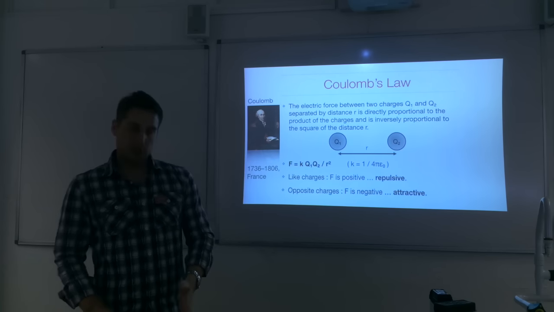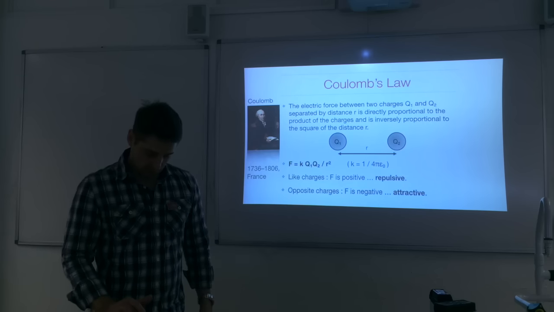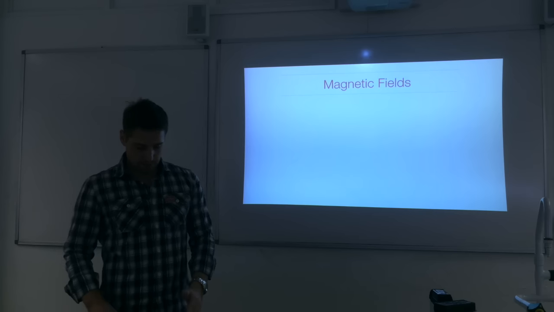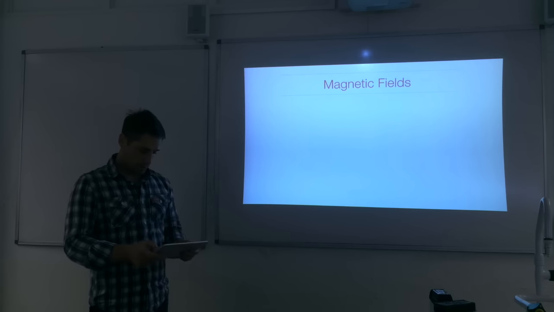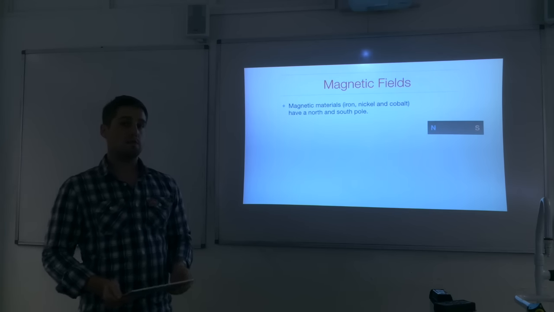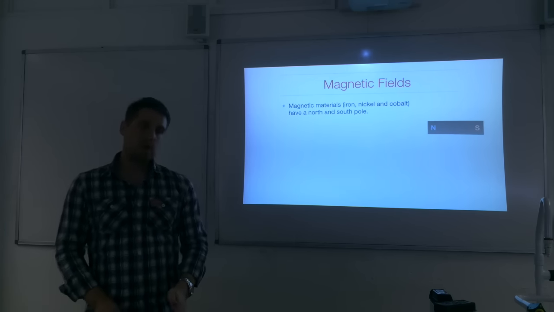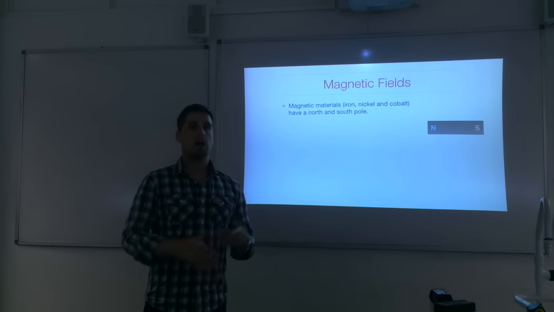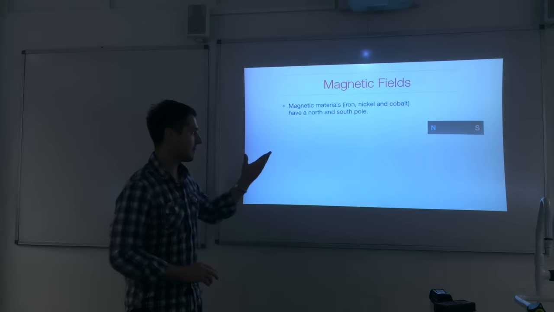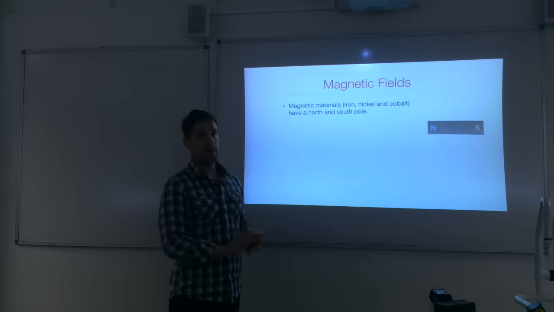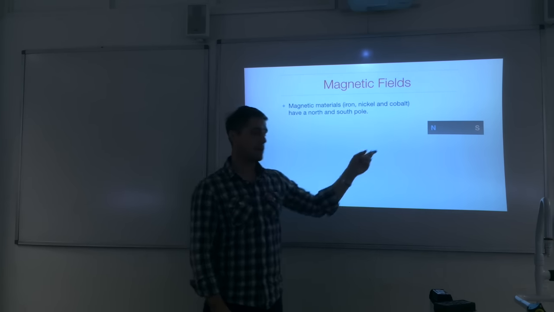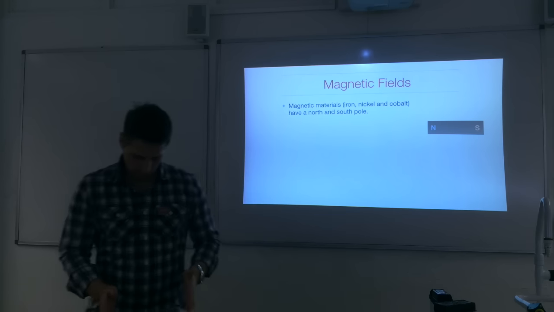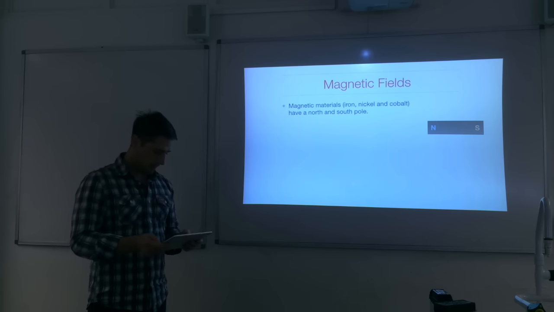Alright, so those are electric fields and electric forces. Let's look at magnetic fields now. We have three magnetic materials. There are other materials that are partly magnetic, but these are the three magnetic materials that you need to know. They are iron, nickel and cobalt. So those are your three materials.